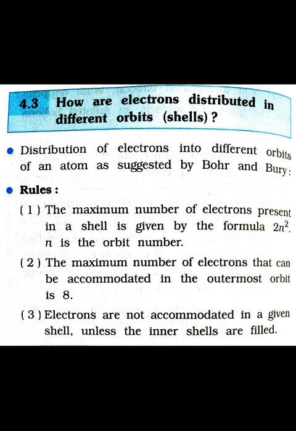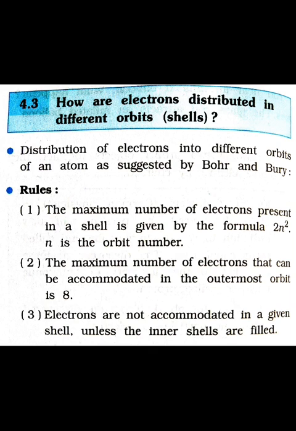In the same way, for the third shell it can be calculated by substituting n is equal to 3, and for the fourth shell n is equal to 4. We can find out the maximum number of electrons that can be accommodated.